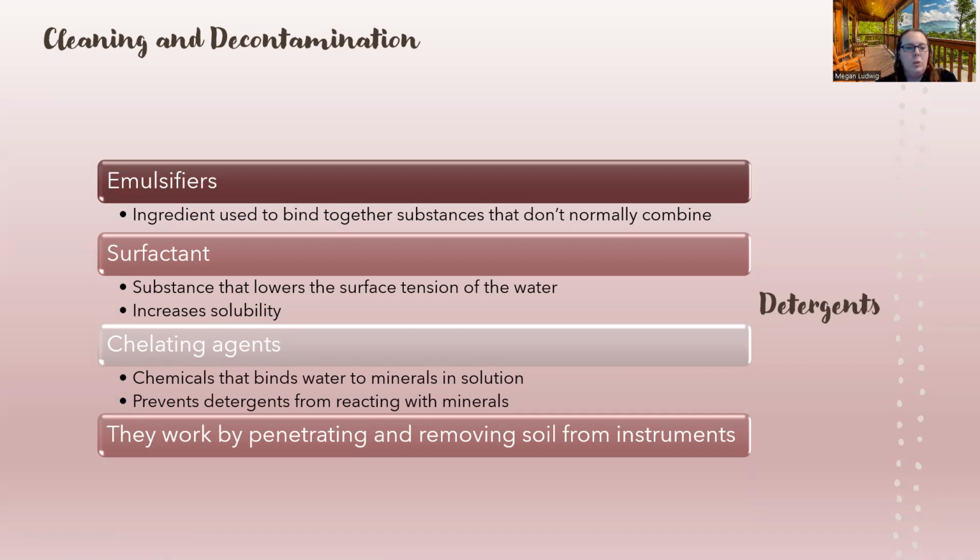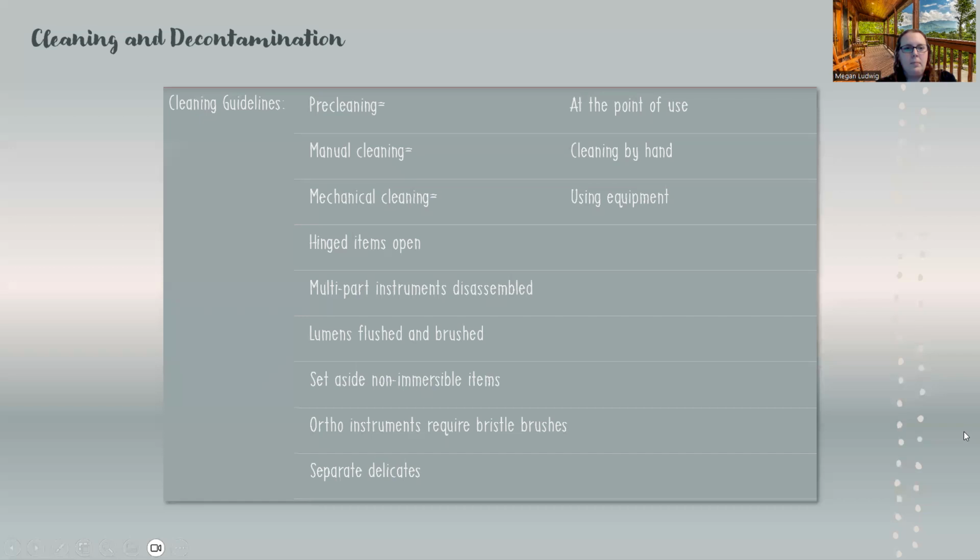This one's a little odd. Chelating is kind of an odd word, but the whole purpose of a chelating agent is to bind water specifically to the minerals in your solution. That way the detergents don't react with the minerals, which could end up damaging items, instruments. Okay, so all of these are going to work to really get in there, break down that debris and remove the soil from the instruments.